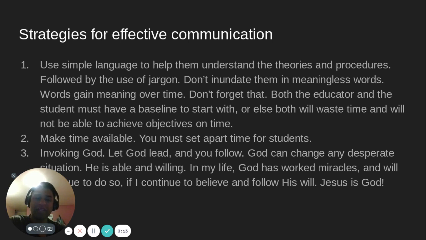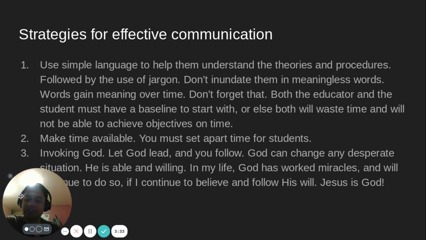The third: invoking God. Let God lead and you follow. God can change any desperate situation. He is able and willing. In my life, God has worked miracles and will continue to do so, as long as I rely on Him. Jesus is God. And so I rely on that God to help me learn. And that has changed how I think, how I reason, how I be.